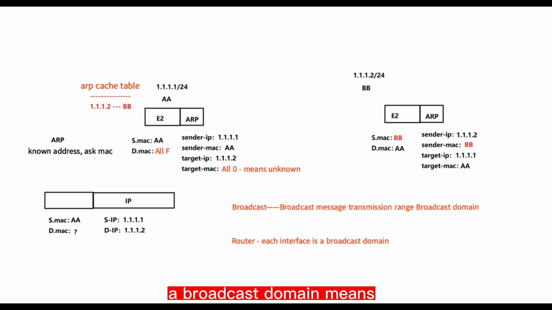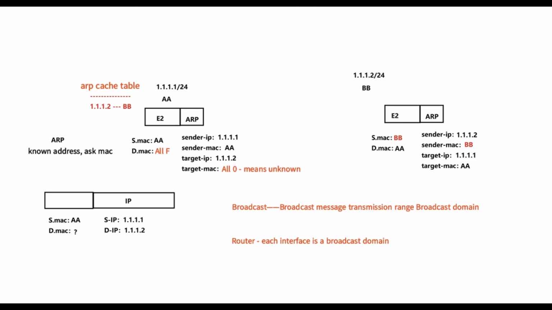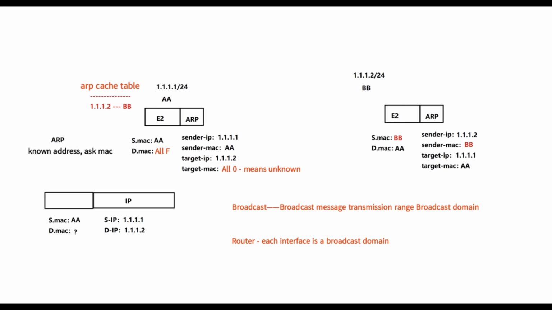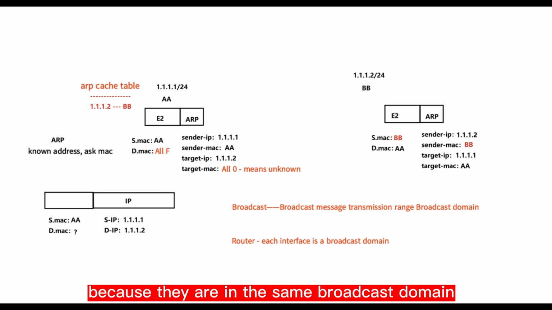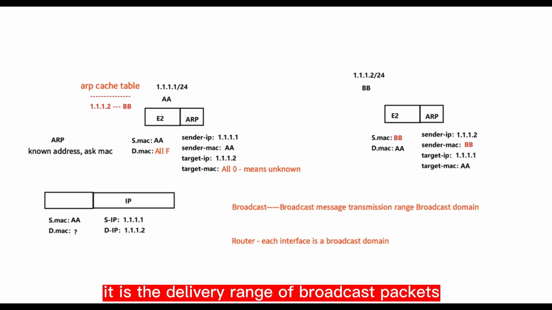A broadcast domain means the picture I drew for you just now: multiple devices connected to one switch, all PCs one by one. If it is connected like this, with a switch in the middle, then when PC1 sends a broadcast packet, they can all receive it, because they are in the same broadcast domain. This is called a broadcast domain. It is the delivery range of broadcast packets.